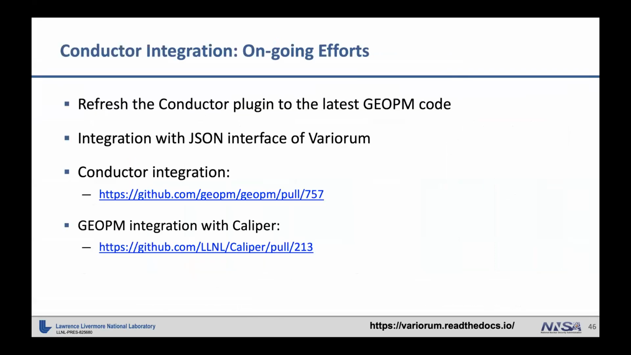So if you want to check out these contributions, the code is available in the following links eventually. Currently we are working to refresh the conductor agent plugin code to merge with the latest GOPM code base. And we also plan to integrate or work with the JSON interface contributions that have been made recently to Variorum. So that's our plan moving forward.